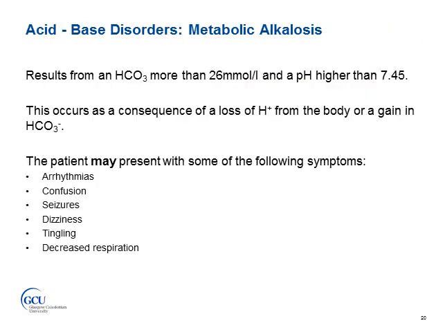Moving on to metabolic alkalosis. Metabolic alkalosis results from a bicarb of more than 26 millimoles and a pH higher than 7.45. This occurs as a consequence of a loss of hydrogen ions from the body or a gain in bicarbonate. Your patient may present with some of the following symptoms. They may have arrhythmias, confusion, seizures, dizziness, tingling, and decreased respiration.